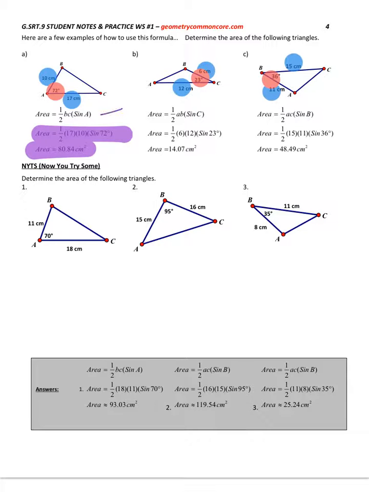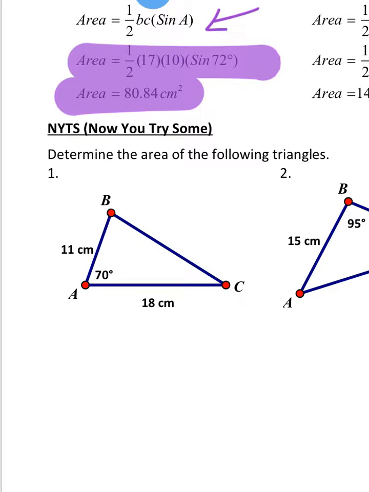You do not have to set up this generic formula. If you'd like to be walked through a couple of examples and then now you try some, go ahead and keep watching this. Otherwise, I want you to pause. I want you to try them on your own, compare them to the key that's at the bottom, and then either way, whether you watch the video or you do them on your own, show me your completed work to then get the independent practice assignment. It's a 2-page assignment to keep practicing this idea of area using two sides in an included angle versus the traditional half base times height.